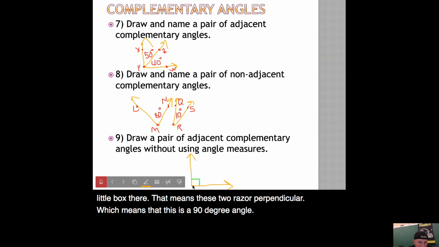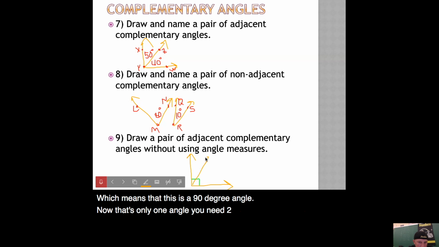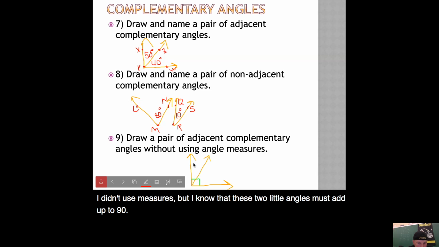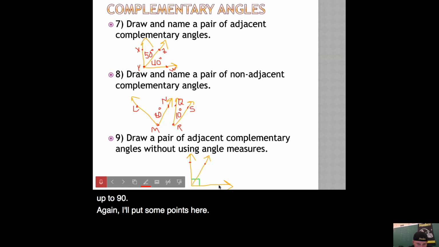Now, that's only one angle. You need two angles, so split it any way you want. I didn't use measures, but I know that these two little angles must add up to 90. Again, I'll put some points here. And again, you can name them any way you want.